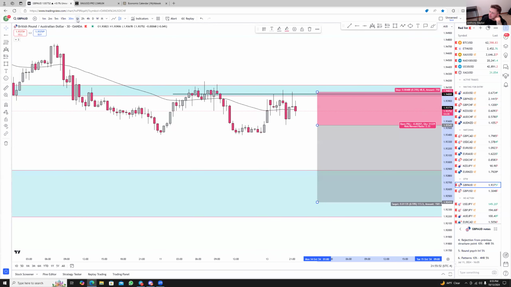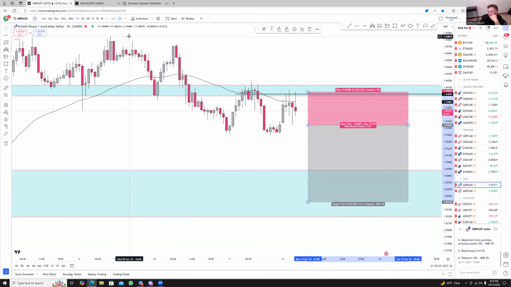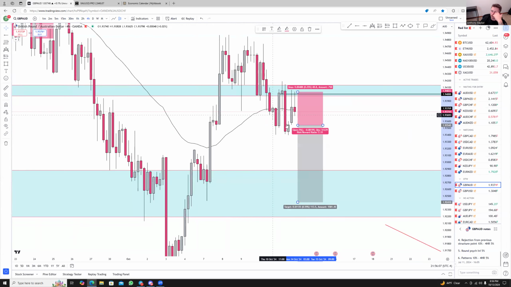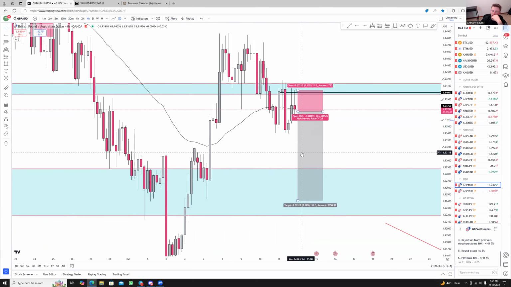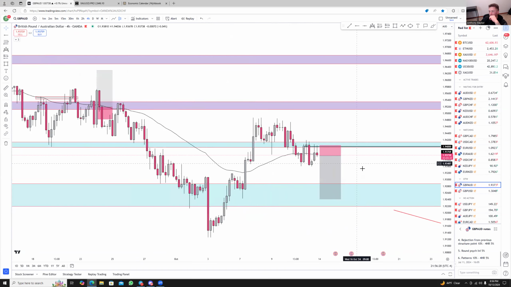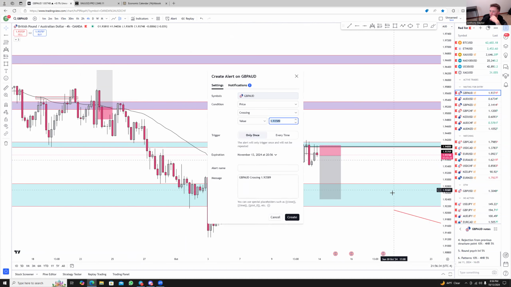It's too early. I do like this one a lot, actually. There's a chance that it would come back and wick you out though. So I'm going to wait until London. But yeah, keep your eyes on GBP AUD, guys. And GBP USD just sucks. I'm not even going to look at that one. Keep your eyes on GBP AUD. We're going to bring this one up here. Actually, I like that. We'll set an alarm right here.